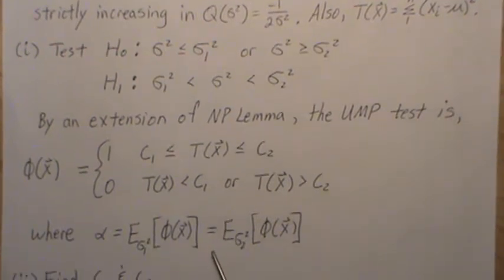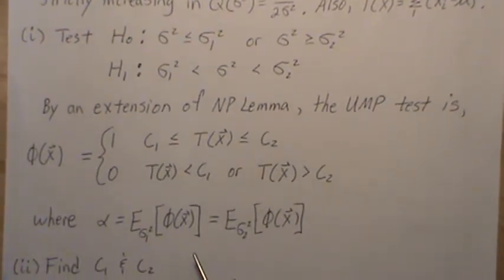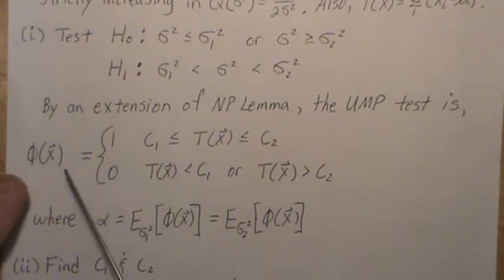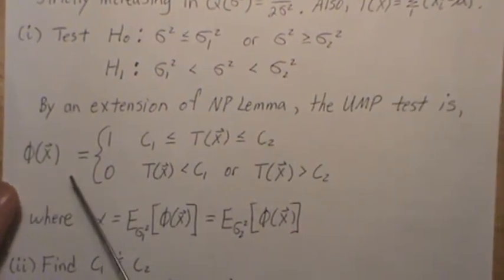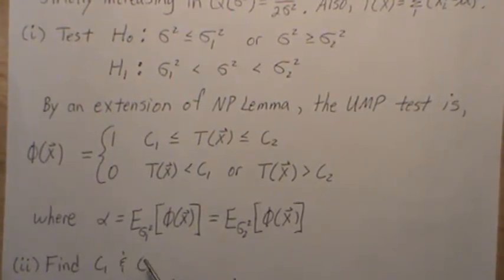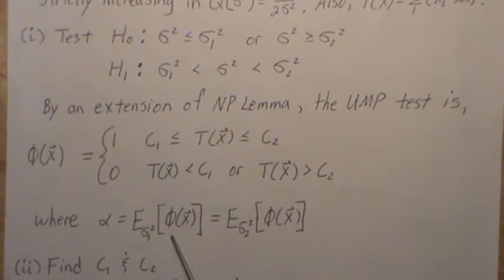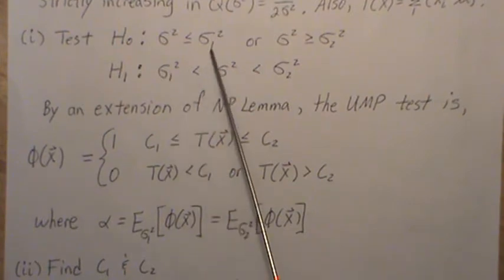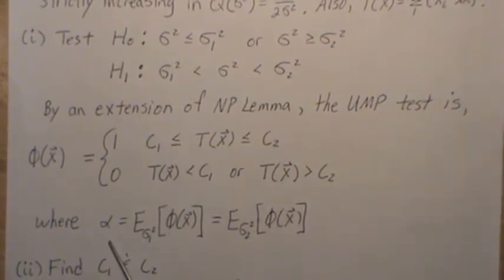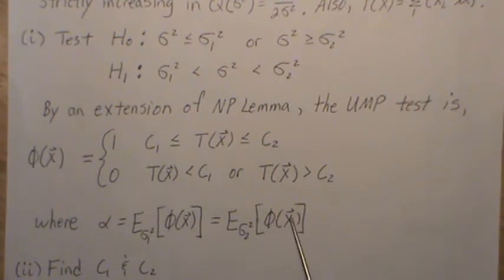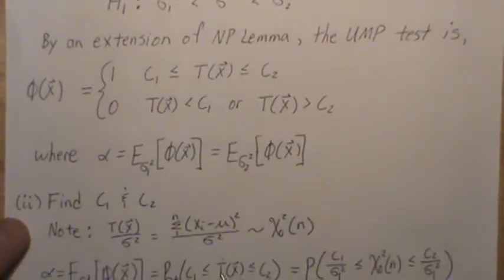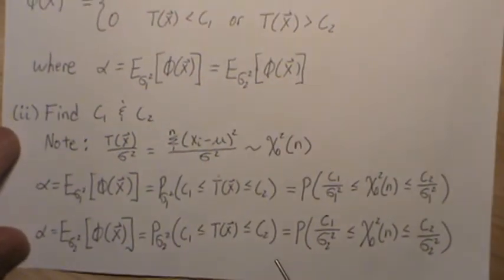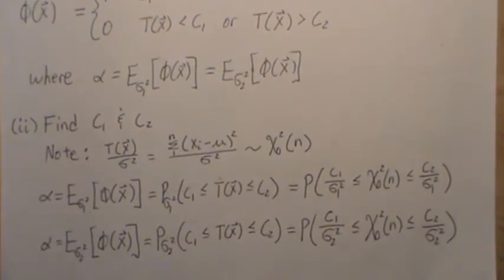We have what are called two side conditions. Now remember, in the Neyman-Pearson lemma, there was only one side condition: the expected value of this under the null hypothesis was alpha. But here there are two. So the expected value of our test function, given that the true variance is sigma squared 1, has to be alpha. And the second condition is that the expected value of our test function, assuming the true variance is sigma squared 2, also has to equal alpha. So there are two conditions here. Then to find C1 and C2, we just have to solve simultaneous equations.